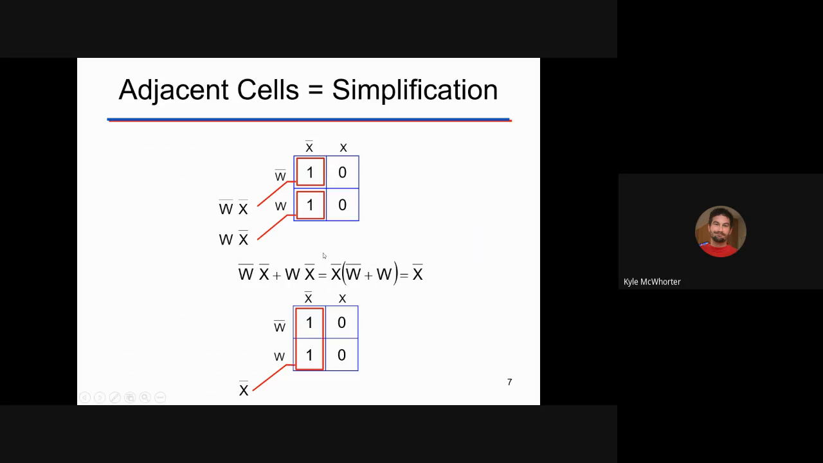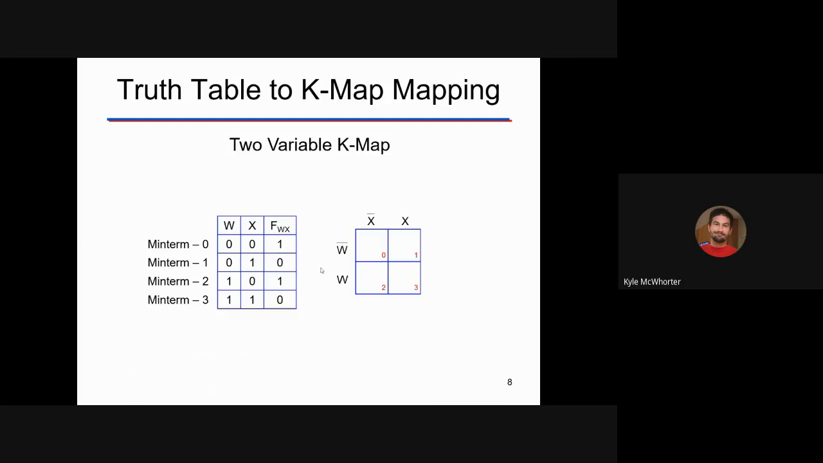And we're going to do a bunch of little practice problems to help build our understanding as we work through this lesson. Okay, so first thing we want to do is look at how we transfer information from the truth table over to the K-map.